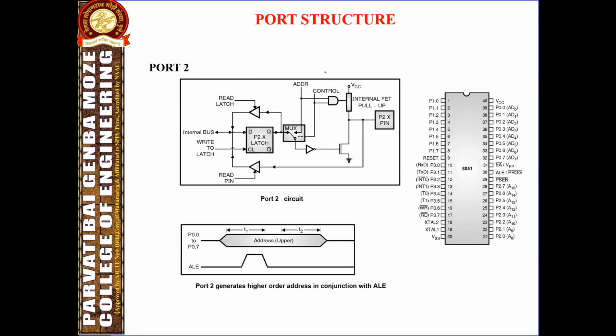Port 2 as a simple output port. When port 2 is used as an output port, the latch pins are programmed to 0. The latch pin should be programmed to 0 to use port 2 pins as the output port. When it is 0, the FET will turn on. The output is directly connected here.